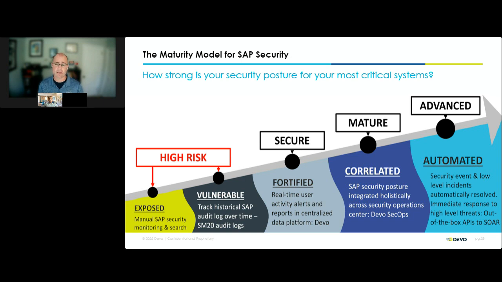And so our commitment is with using SAP PowerConnect and Devo, we can get your organization from a high-risk state to a secure one with just a 2-week quick start. Getting fortified, enabling real-time user activity alerts and reports in a centralized data platform. Compile all the details of user behavior. But as you're thinking about where to go from here, we have this maturity model to guide the progression to that autonomous SOC. Integrate data silos across the Security Operations Center with Devo SecOps, and eventually become orchestrated with out-of-the-box APIs for leading security orchestration, automation, and response solutions.